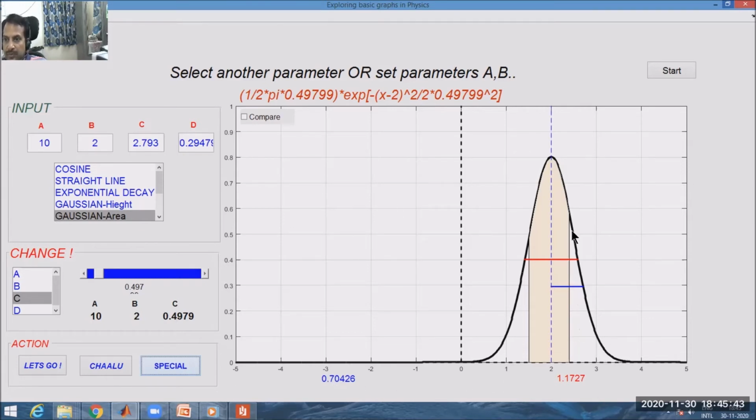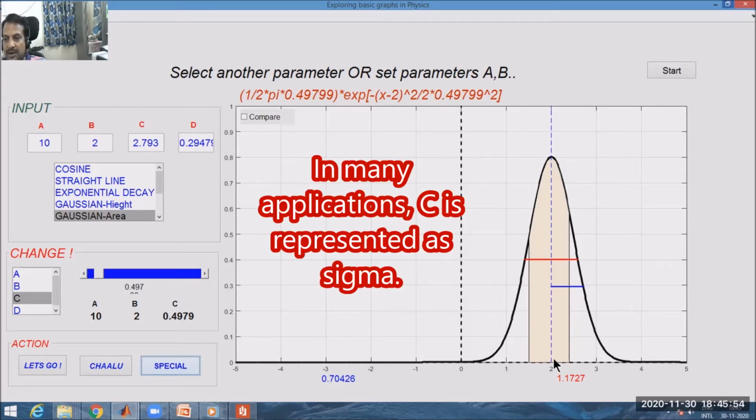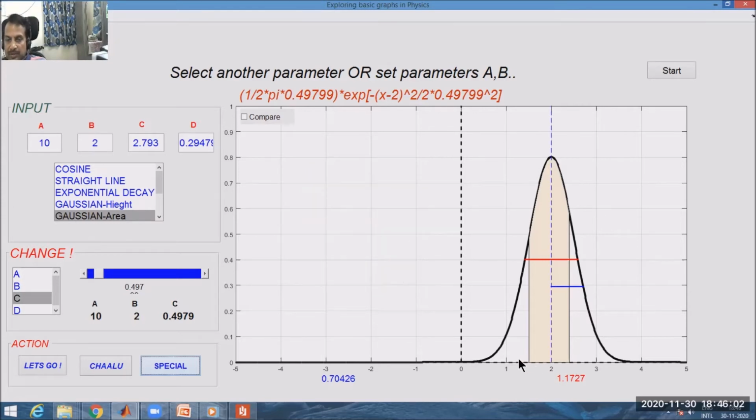Now also we see something which is a shaded region. So this is known as 1 sigma region. So this is the area covered in 1 sigma. That is the area covered under this graph from the center of the function to 1 sigma on the right and 1 sigma on the left. So it covers an area of about 68%.